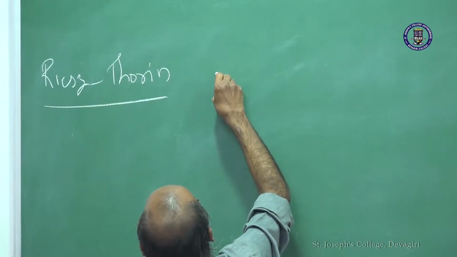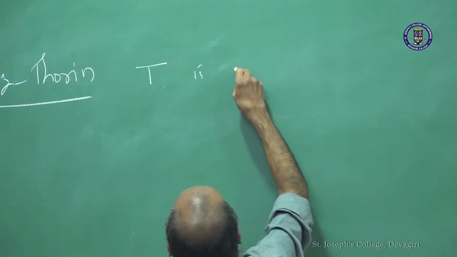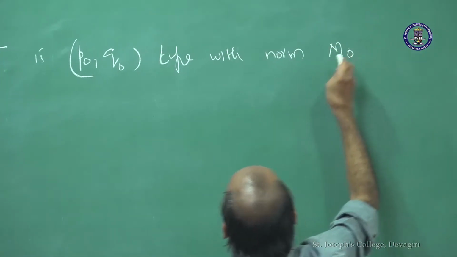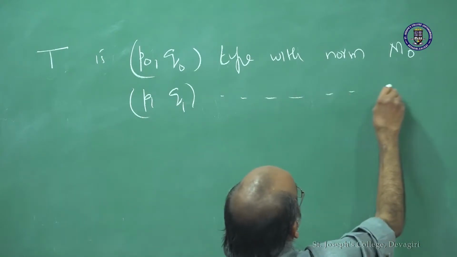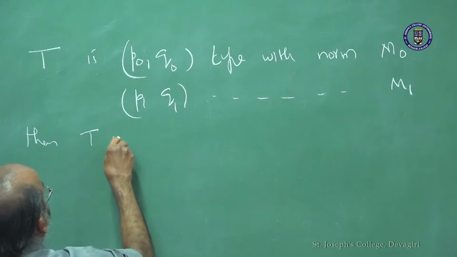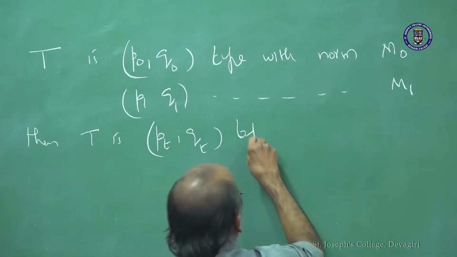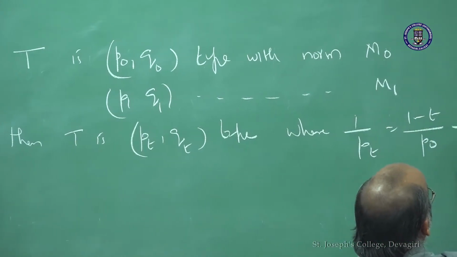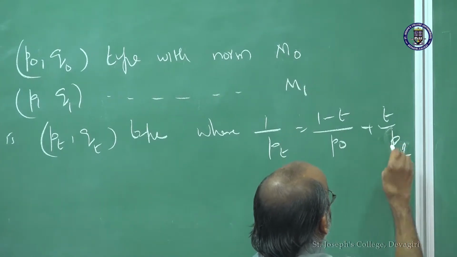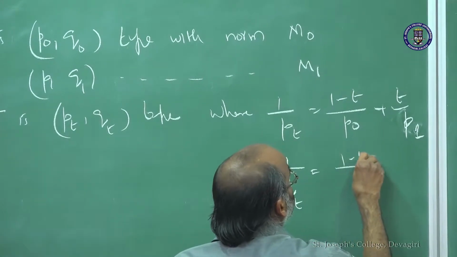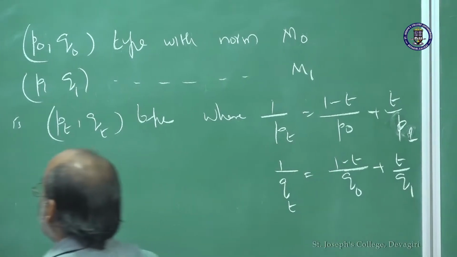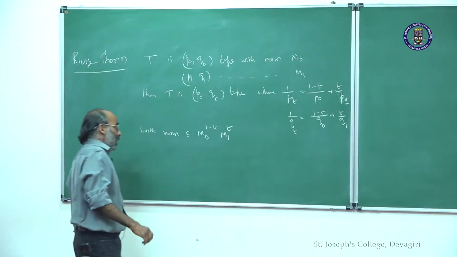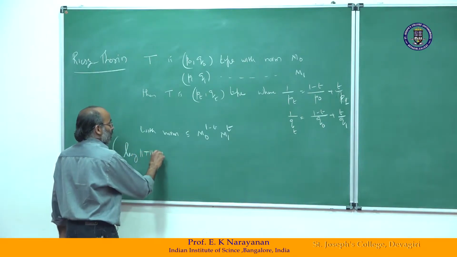So, I have a linear operator T that is of type P0 Q0 with norm M0, and it is also of type P1 Q1 with norm M1. Then T is of type Pt Qt, where 1 by Pt equals 1 minus t by P0 plus t by P1, and 1 by Qt is 1 minus t by Q0 plus t by Q1, with norm less than or equal to M0 to the 1 minus t, M1 to the t. Okay. So, in other words, log norm T is a convex function.